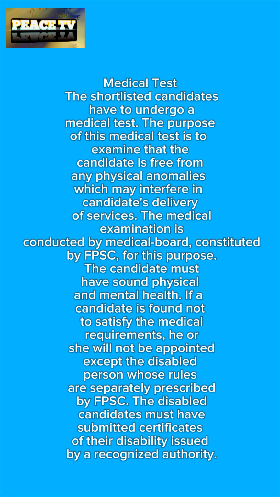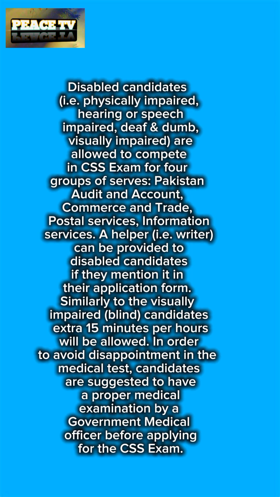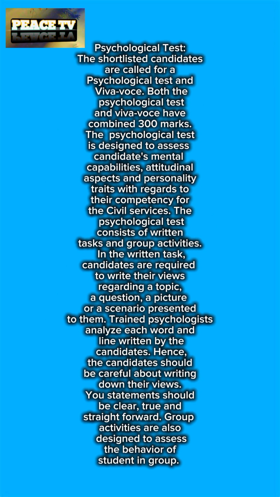The disabled candidates must have submitted certificates of their disability issued by a recognized authority. Disabled candidates, i.e. physically impaired, hearing or speech impaired, deaf and dumb, visually impaired, are allowed to compete in the CSS exam for 4 groups of services: Pakistan Audit and Account, Commerce and Trade, Postal Services, Information Services. A helper, i.e. a writer, can be provided to disabled candidates if they mention it in their application form. Similarly, for the visually impaired, blind, candidates, an extra 15 minutes per hour will be allowed. In order to avoid disappointment in the medical test, candidates are suggested to have a proper medical examination by a government medical officer before applying for the CSS exam.